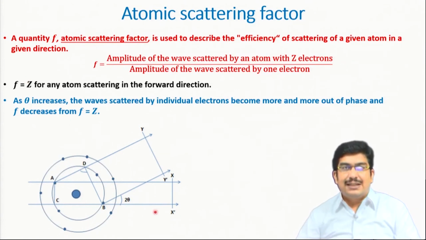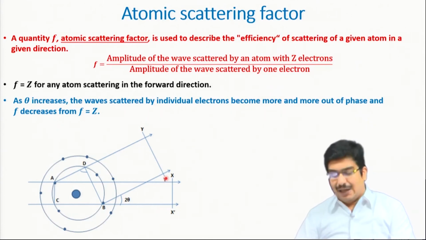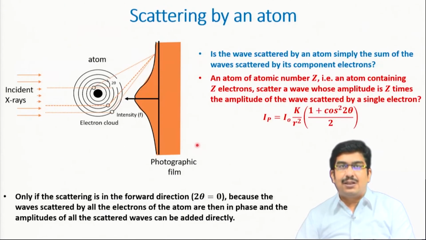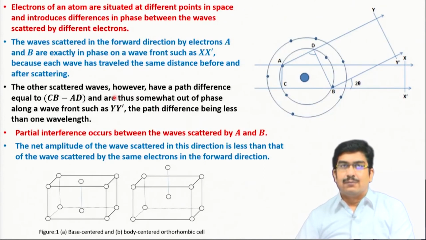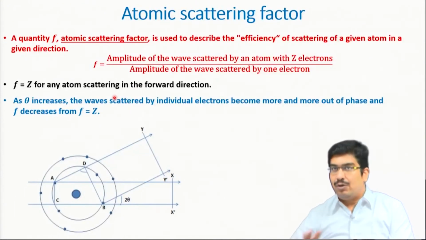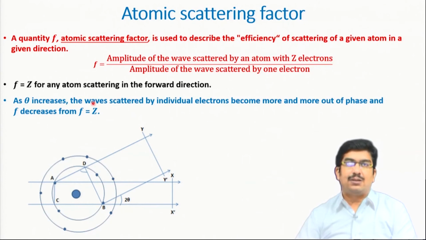So, if we measure the intensity here, exactly in the forward direction, this intensity will be proportional to the atomic number of that element. Simply the atomic number, nothing else will come, no phase, no other expression will come.